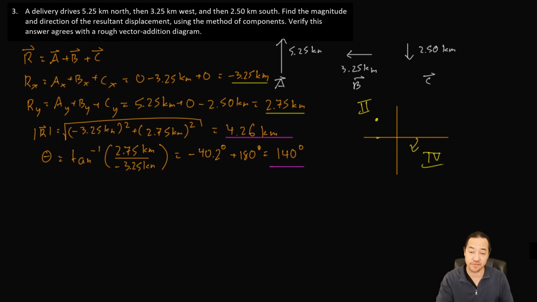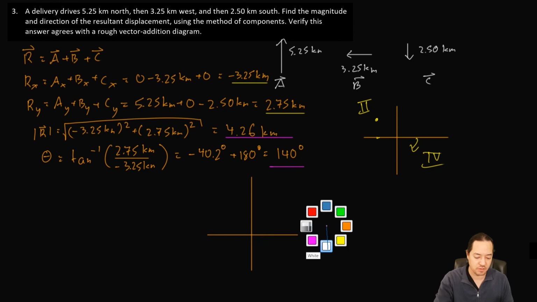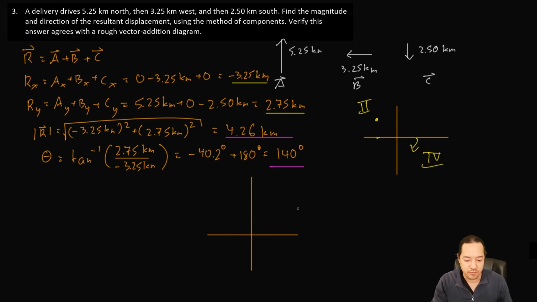And we're going to now verify this using a rough sketch. Okay, so let me do a rough sketch of this here. And here's the idea. Let me draw vector A. So vector A is going to be, we said, about 5.25 kilometers this way. Let's say this is 5.2. And plus B, which is going to be 3.25 this way. So I'm going to roughly estimate it to be about here.